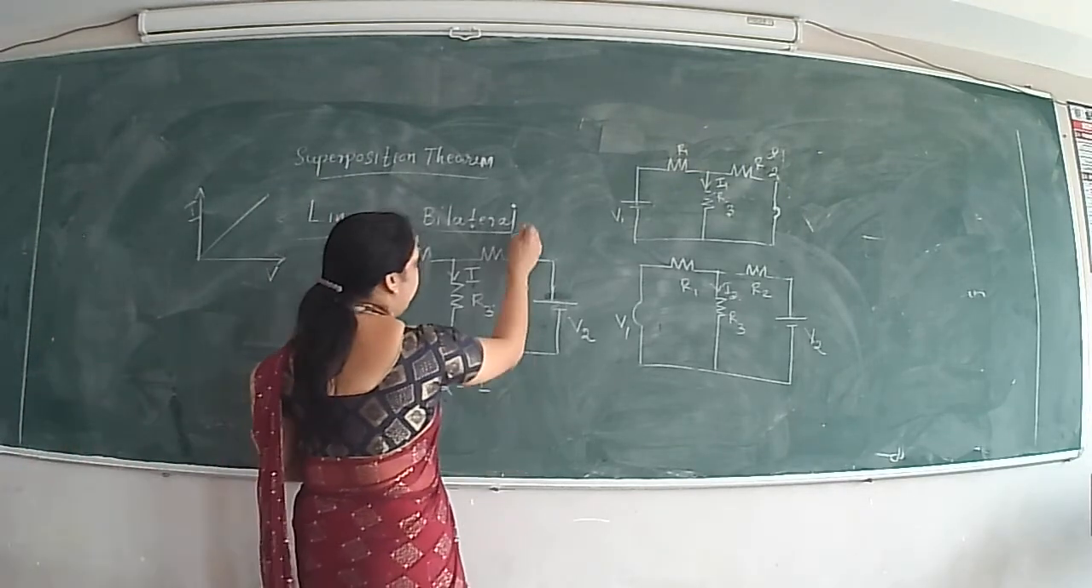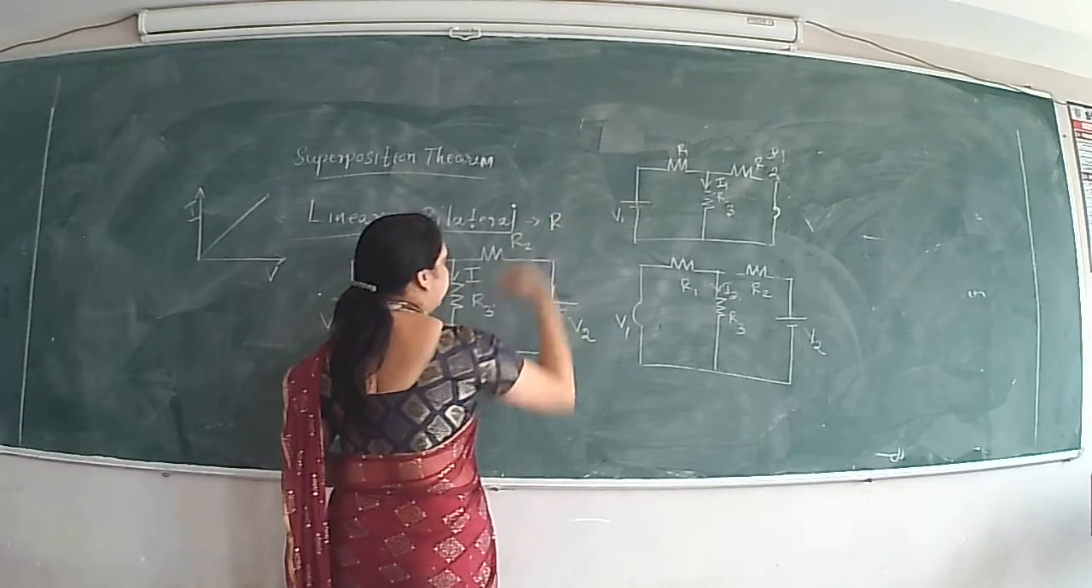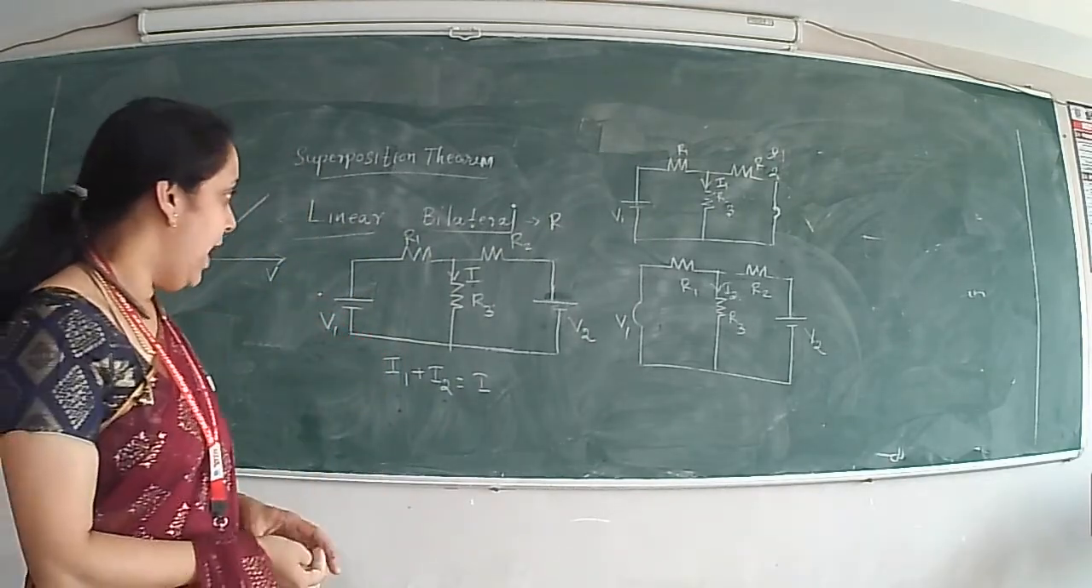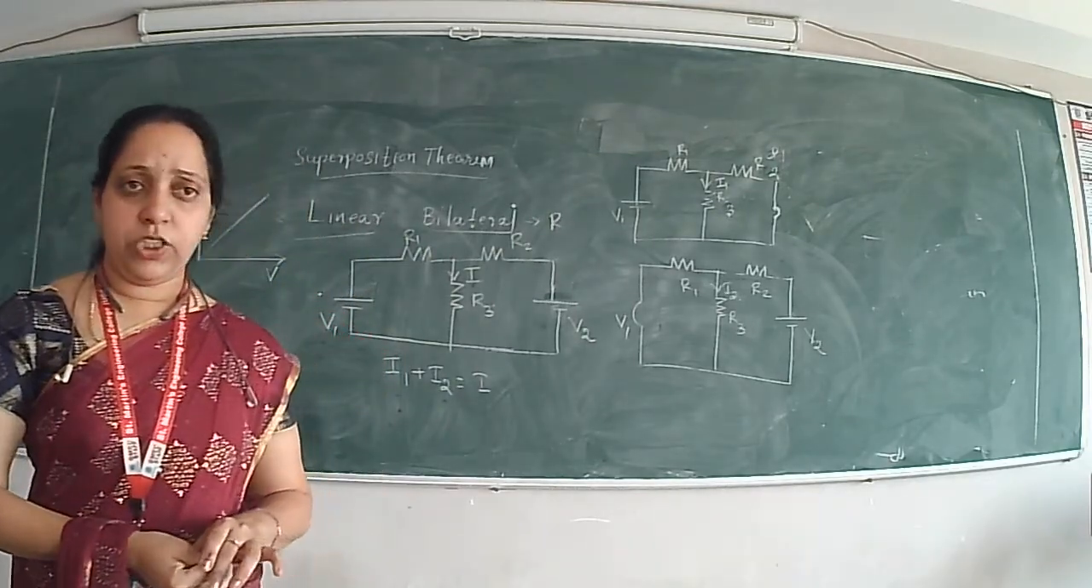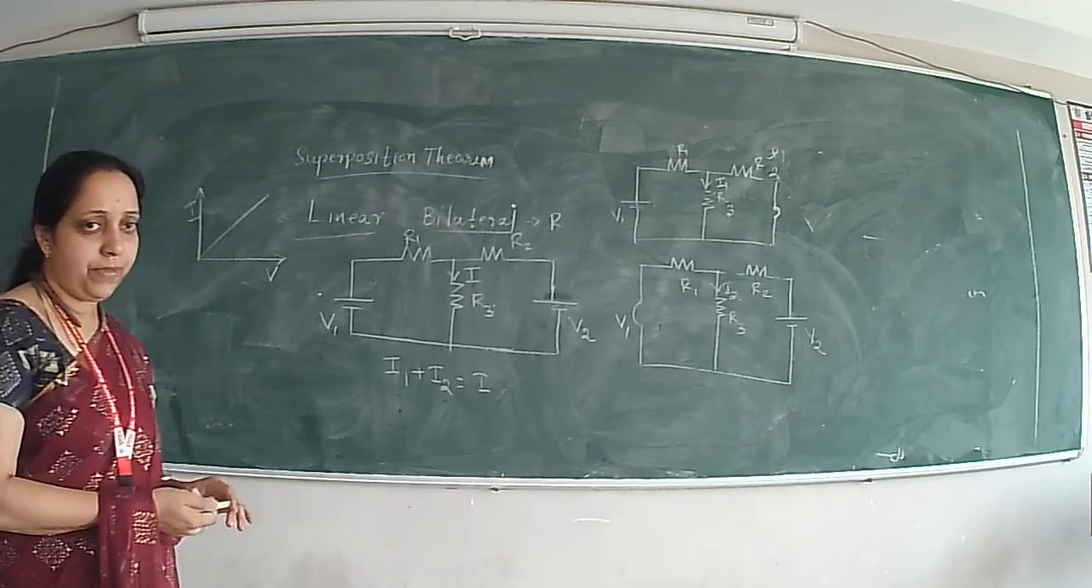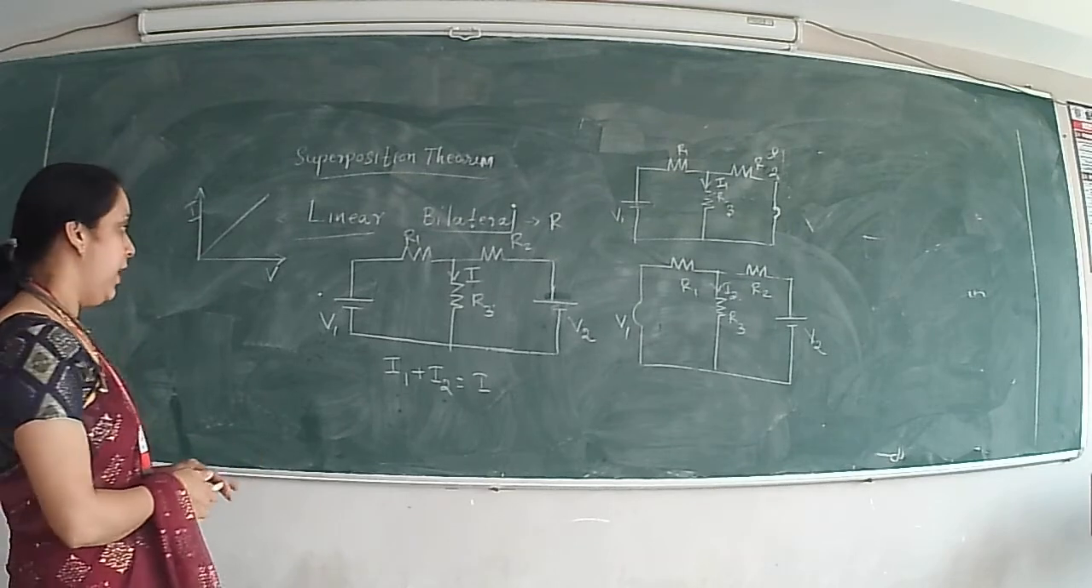Examples of bilateral elements are resistance, inductance, capacitor, etc. If we consider the resistance, whatever be the direction of current flow, the characteristics are independent of the direction of current flow.